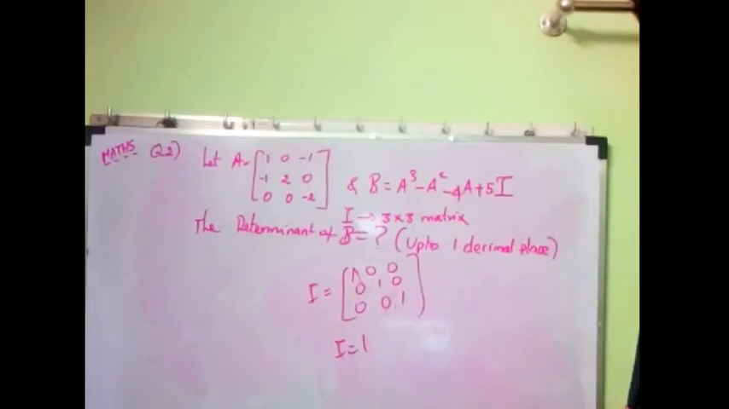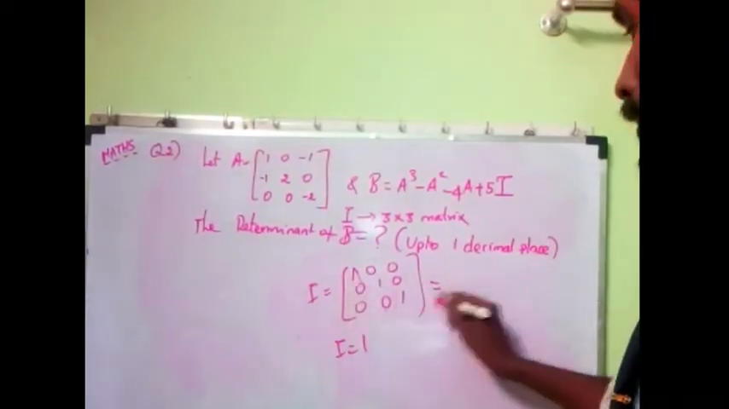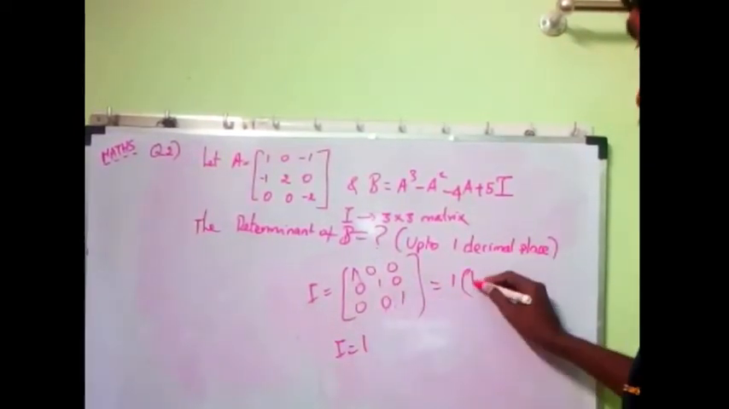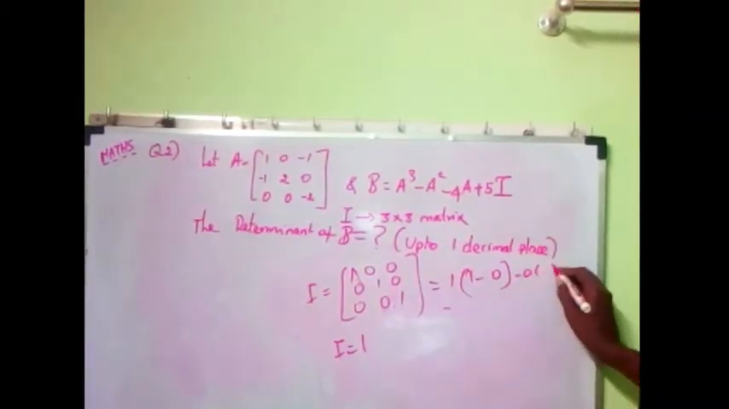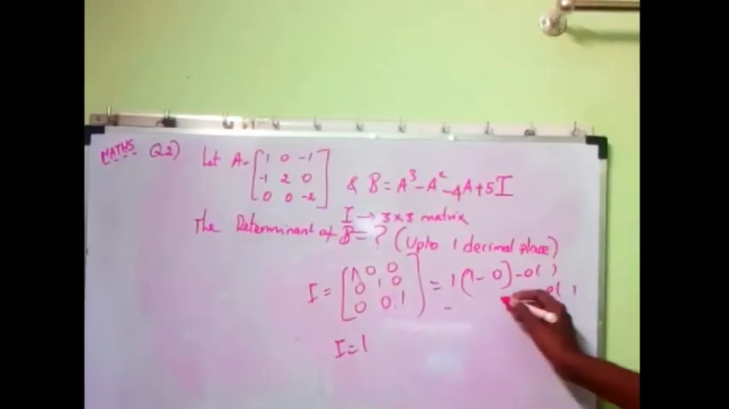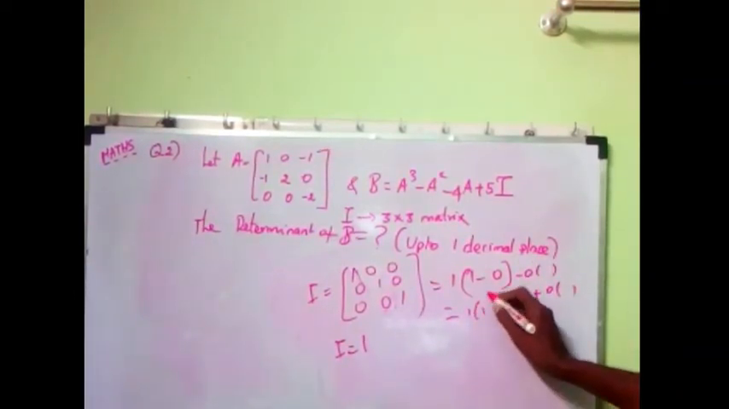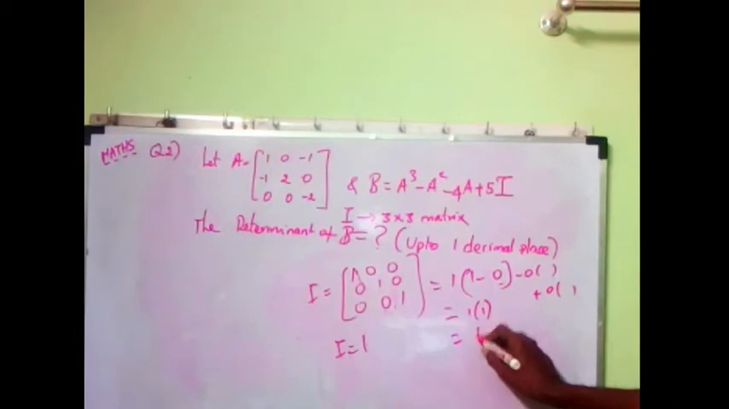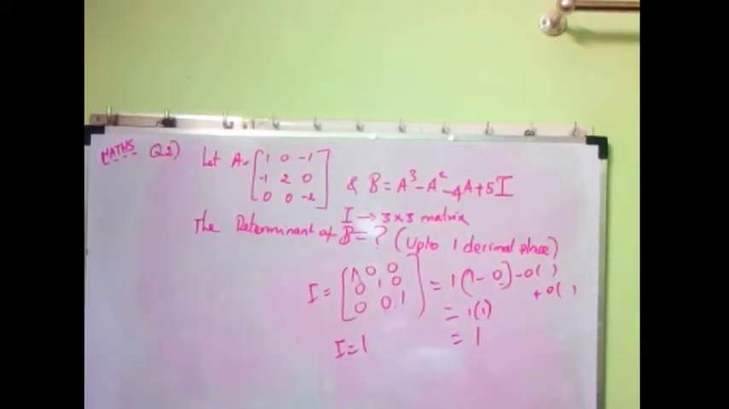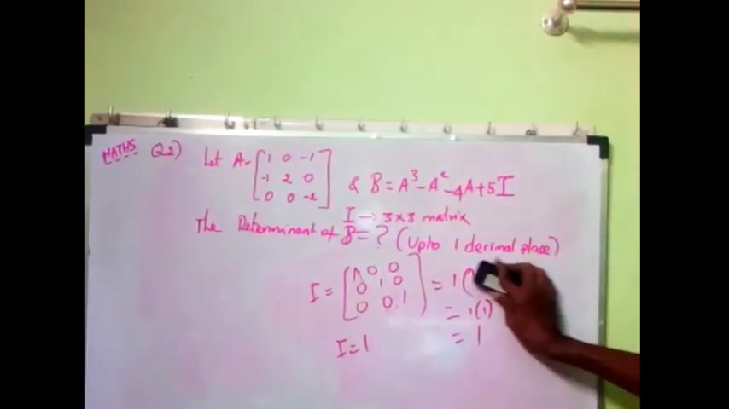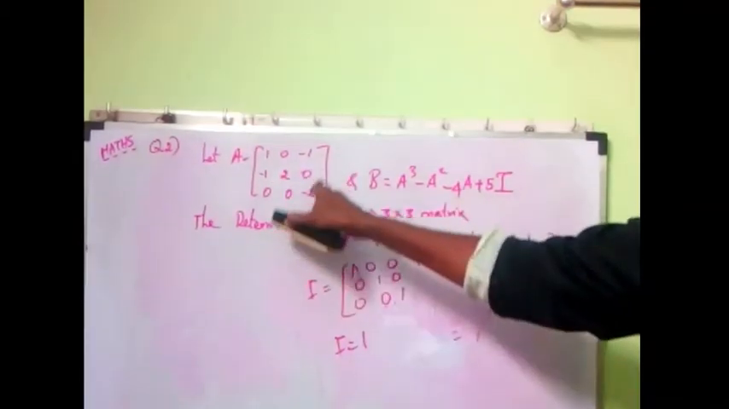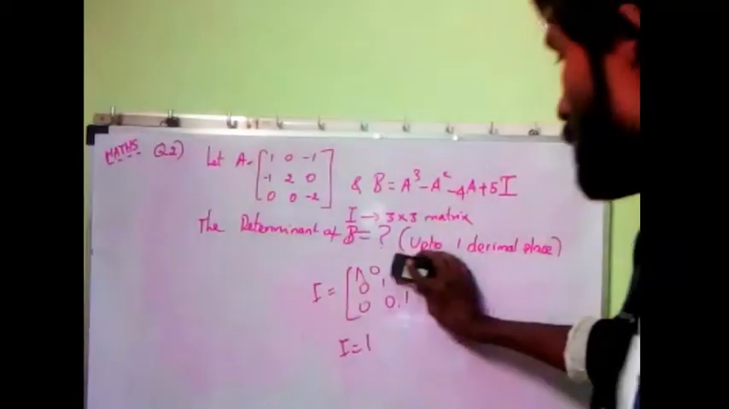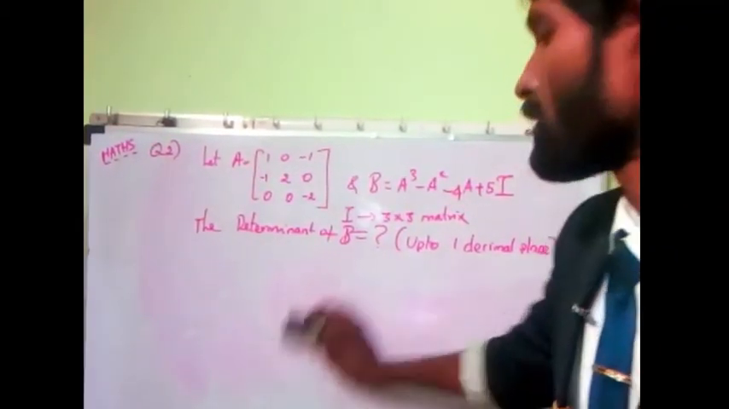Do you want some demonstration? Let me do it. Look at the determinant: 1 into 1 minus 0, and the remaining terms are minus 0 into something and plus 0 into something. So it is 1 into 1 minus 0, which is 1. So the answer is 1. The determinant value of the identity matrix is equal to 1. Please understand this. I wrote I with 3 because the given matrix is 3 cross 3. Okay, so I wrap up everything.